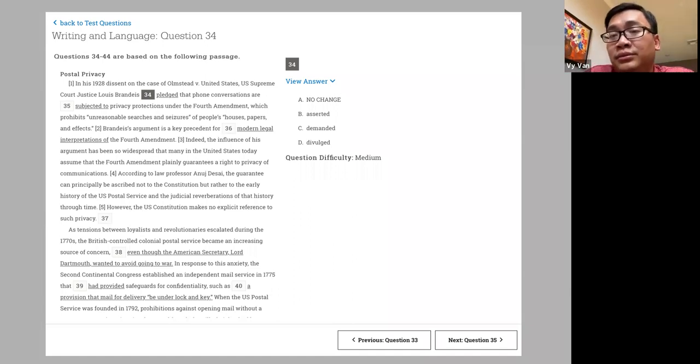Pledge means you promise something by law. Asserted. Assert means you want to state something really strongly, a belief actually. Demand is you ask people to do something for you. And divulge is reveal something, a secret, for example. I divulge my plan to do this.